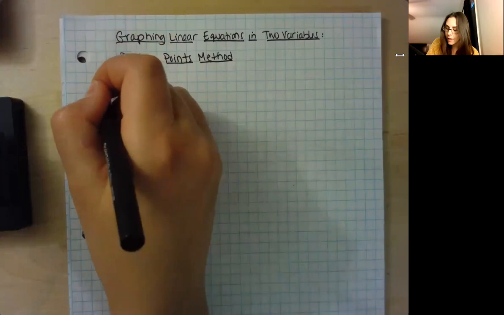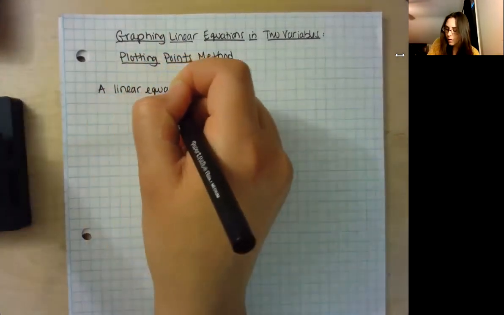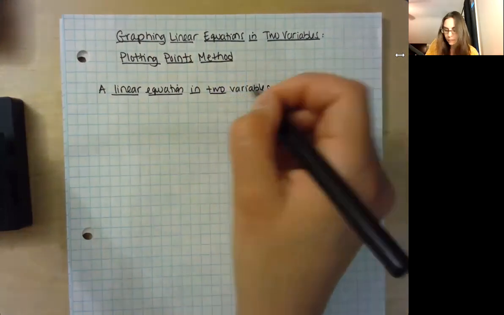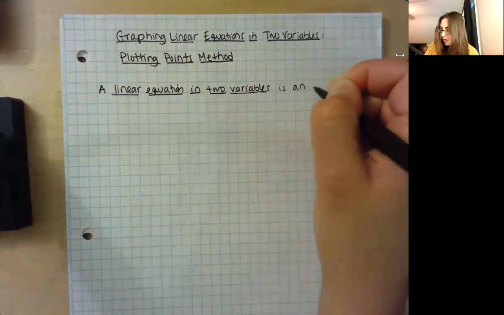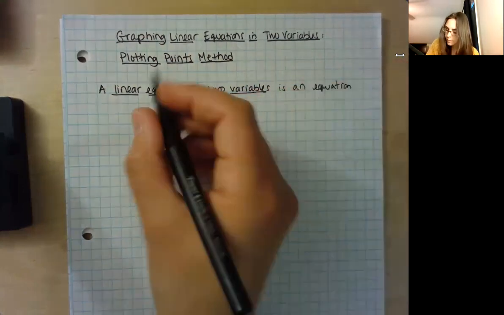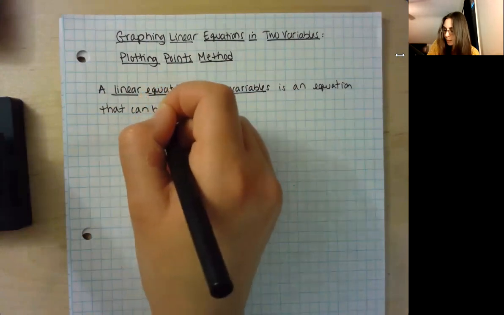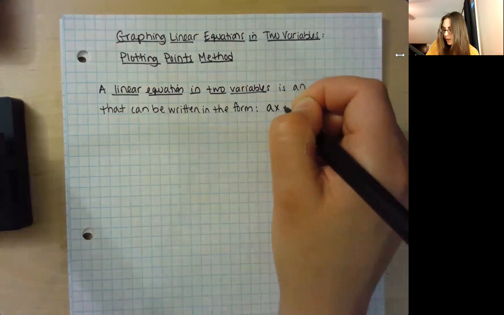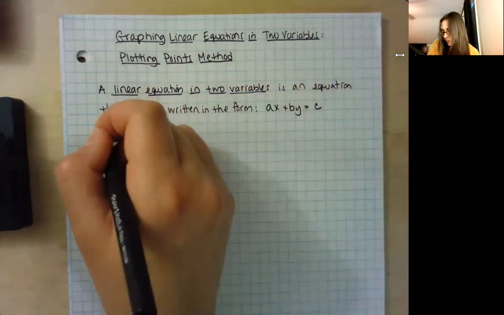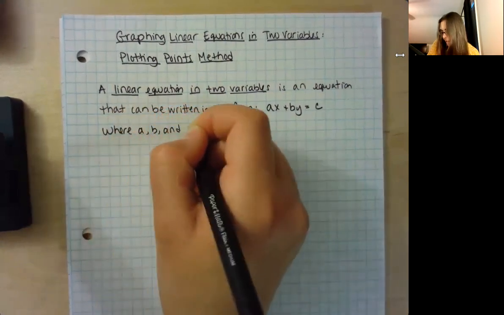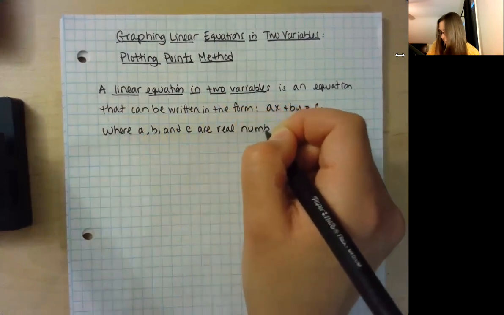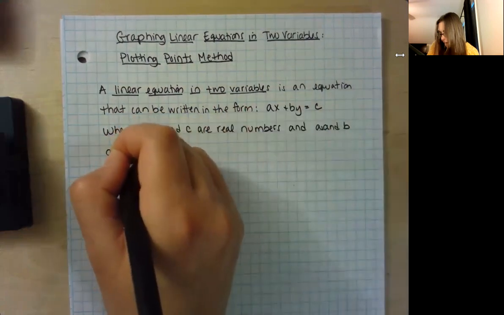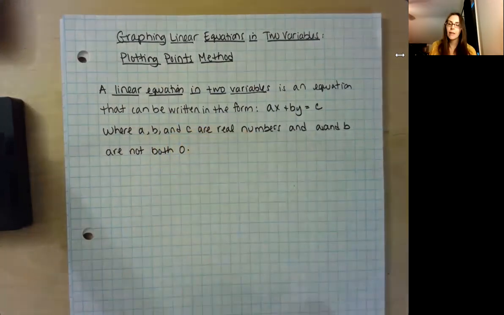So first of all, a linear equation in two variables is an equation that can be written in the form ax plus by equals c, where a, b, and c are real numbers, and a and b are not both zero. So meaning both a and b can't be zero.